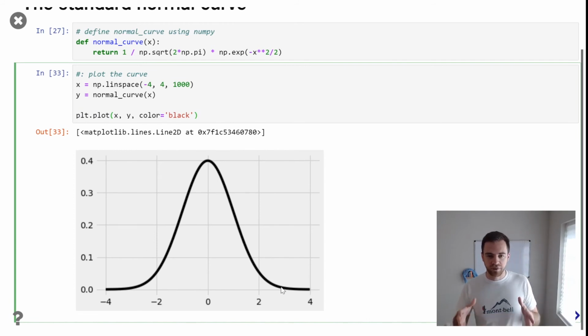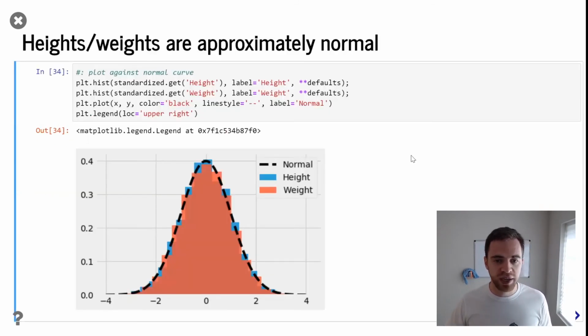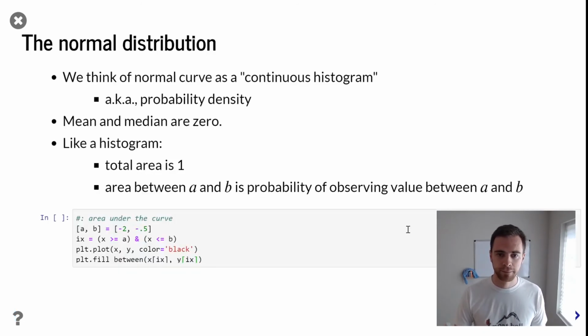Here's our mathematical function which describes that standard bell curve, centered at 0 with a standard deviation of 1. In fact, this does a pretty good job of describing our data. Let me plot that mathematical function on top of our standardized distributions for height and weight. And you see it describes it really well.